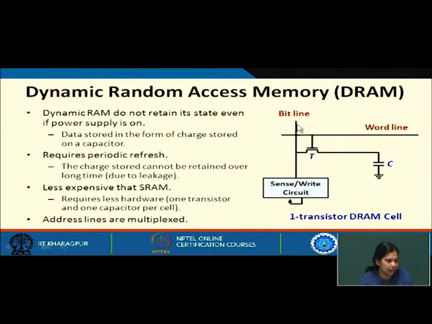But you see how simple the cell is. You have one transistor which is connected to the bit line, and this transistor is also connected to the word line, because through the word line it will get activated, and the transistor is also connected to this capacitor which is grounded, and then it is connected to the sense or write circuit. This is a one transistor DRAM cell, but it requires periodic refresh, because we are storing the data as charge in the capacitor, and this charge can be retained not for a longer period of time.